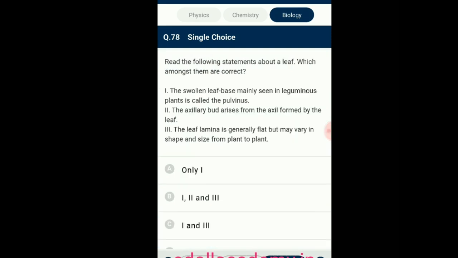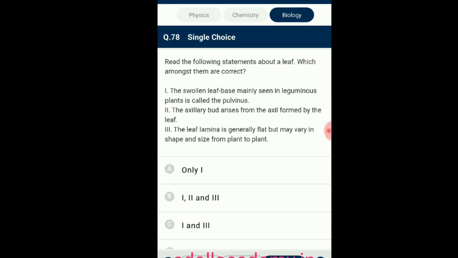Question number 78. Read the following statements about leaf. Which among them are correct? The leaf is the photosynthetic organ of the plant. It majorly consists of leaf base, petiole, and leaf lamina. Sometimes the swollen leaf base called pulvinus is seen in leguminous plants. The leaf generally emerges from a node of the stem where it forms an axil through which an axillary bud emerges.